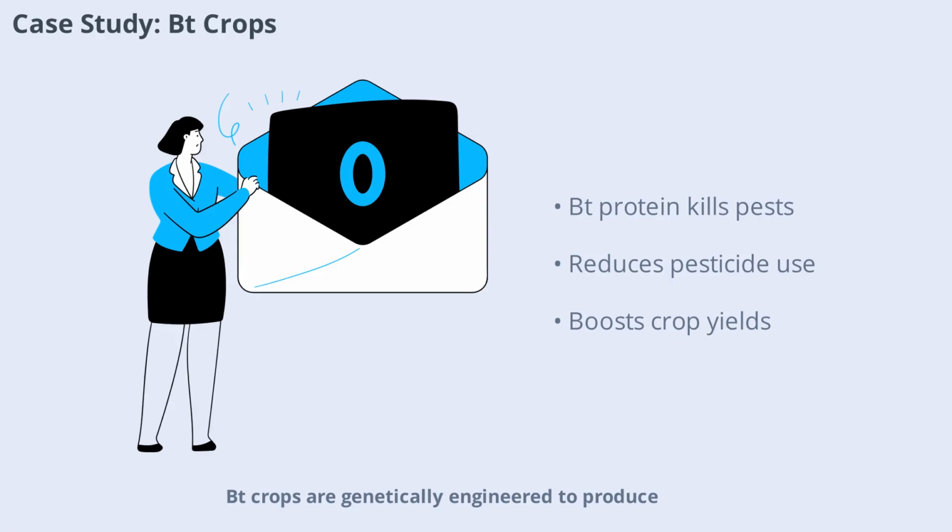Bt crops are genetically engineered to produce a protein from the bacterium Bacillus thuringiensis, which is toxic to certain pests. This reduces the need for chemical pesticides and increases crop yields. Bt crops are widely used in agriculture and highlight the benefits and debates surrounding GMOs.